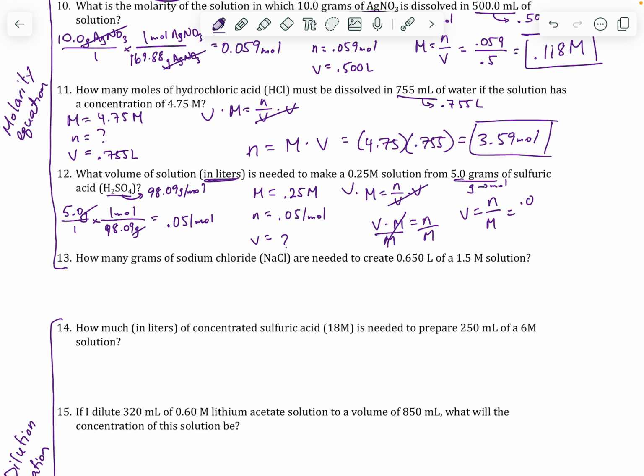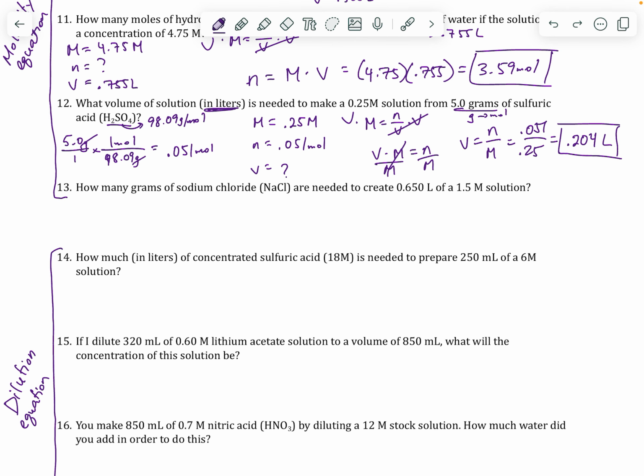And then we plug in 0.051 divided by 0.25, and that's going to give me, I believe, 0.204. 0.204, of course, that is liters. Now, if I would ask you in milliliters, that would be your answer from the equation, since the equation uses the unit of the liter, and then you would have had to do an extra step to convert it to milliliters. Last but not least, how many grams of sodium chloride are needed?